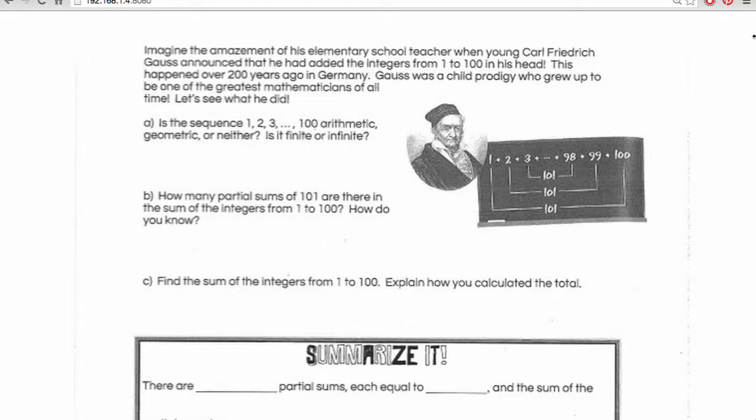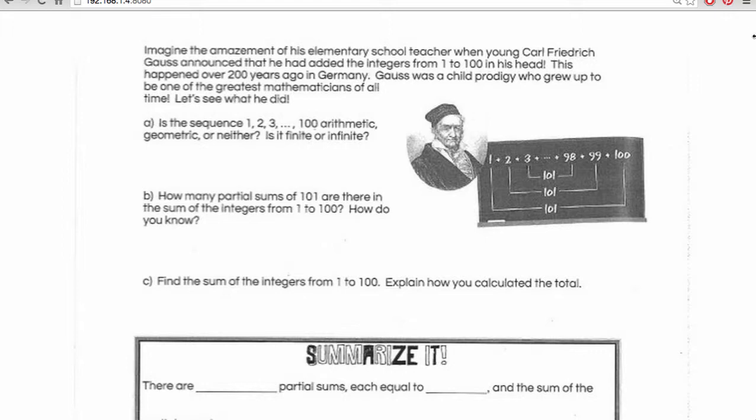The story goes that when he was in elementary school, his teacher gave his class what they thought would be a challenging problem, which was to find the sum of the first 100 integers from 1 to 100. And he actually did this in his head.